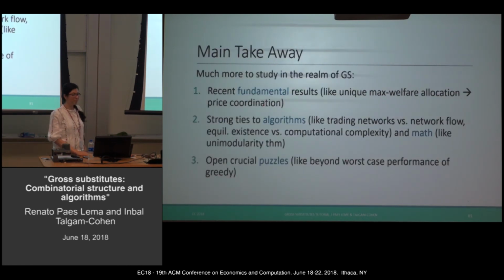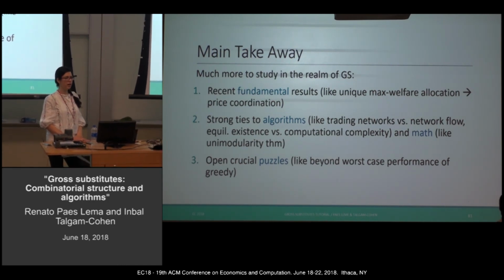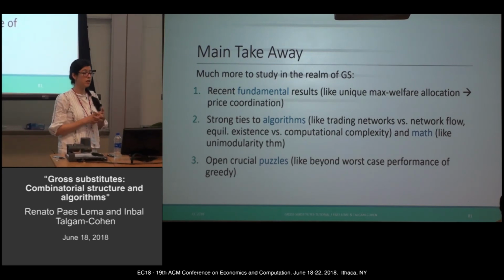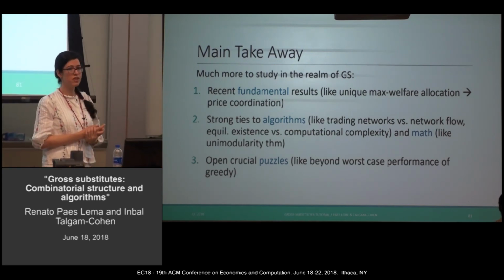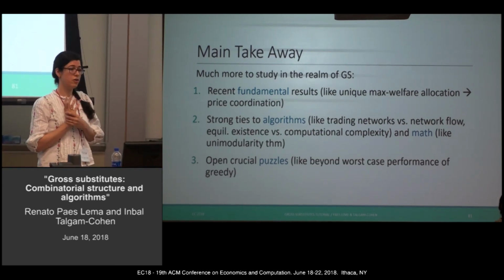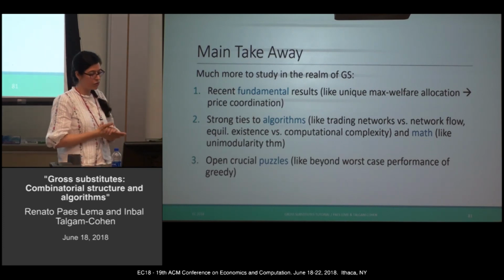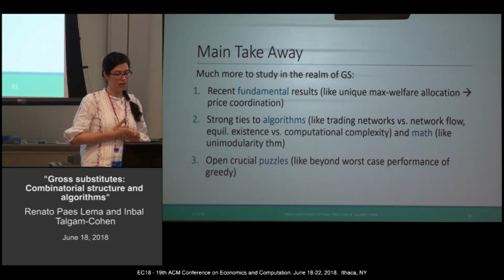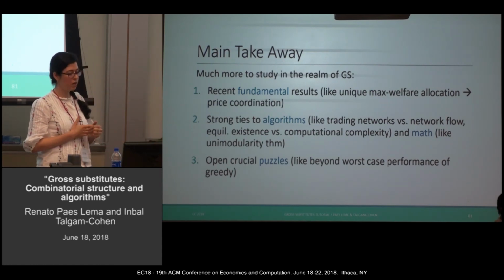So the main takeaway, maybe from this part and maybe from the whole tutorial, is that there's much more to study when we're considering gross substitutes. I hope I convinced you that there are some recent results that have a very fundamental flavor to them. So there are still fundamental theorems to be uncovered, for example, this unique welfare maximizing allocation theorem that we saw.